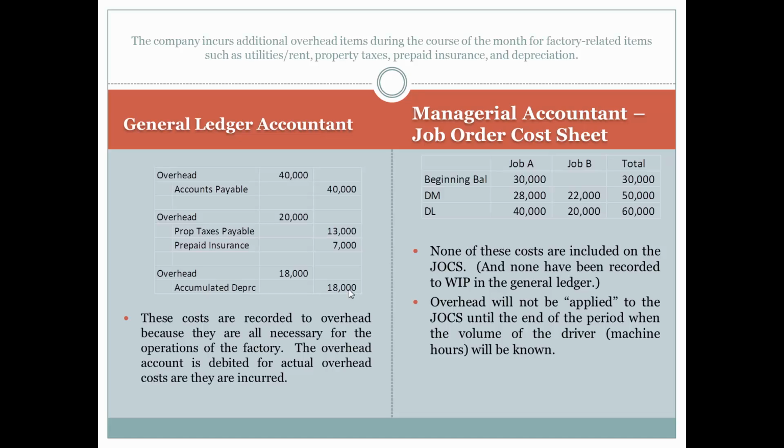And on the managerial accounting side, we see that none of these costs have been included on the job order cost sheet because none have been recorded to WIP in the general ledger. Overhead, again, will not be applied until the end of the month.